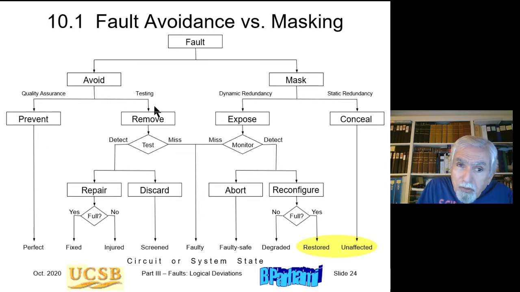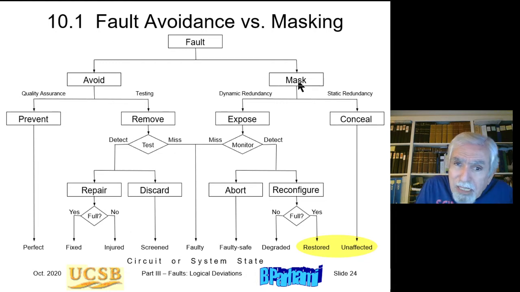Or through fault removal, which involves testing. So we do testing. We either miss the fault, in which case our system will be faulty, so there will be fault inside, but we missed it, we didn't detect it. If we detect the fault, we have two options: repair the fault or discard the entire circuit. Discard it. And repair can be full or partial. With full repair, basically the circuit is brought back to its original condition and therefore it's fixed. With partial repair, the system will be partially repaired, but it will remain injured, so to speak. It's not completely back to normal condition and may still have some problems.